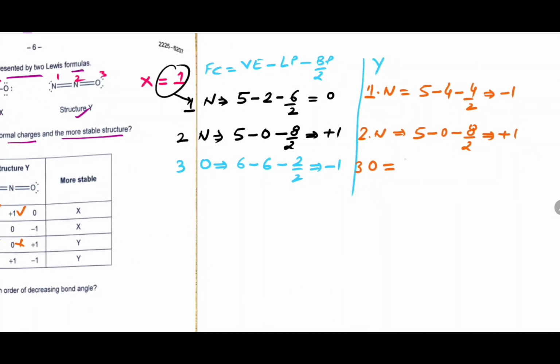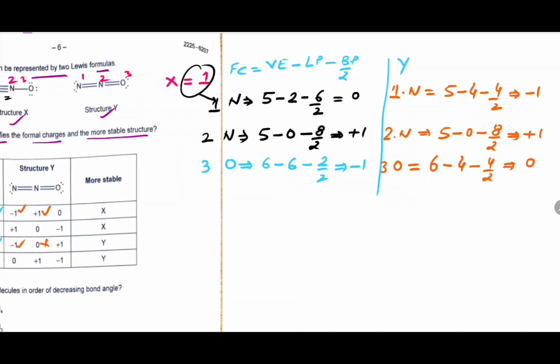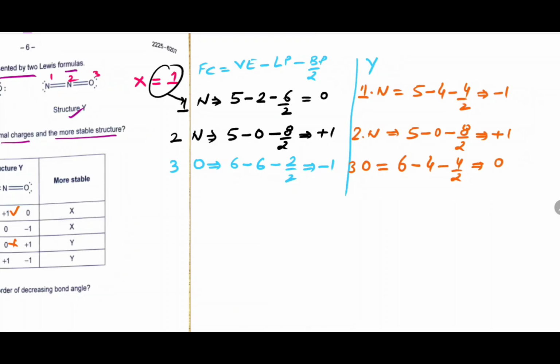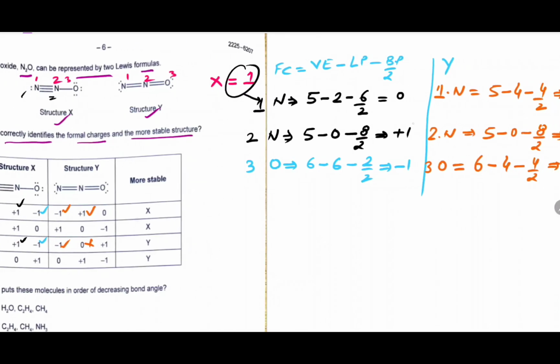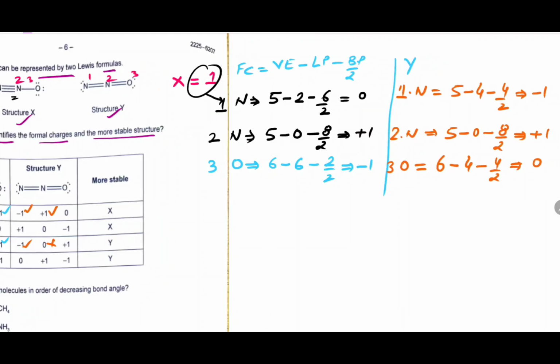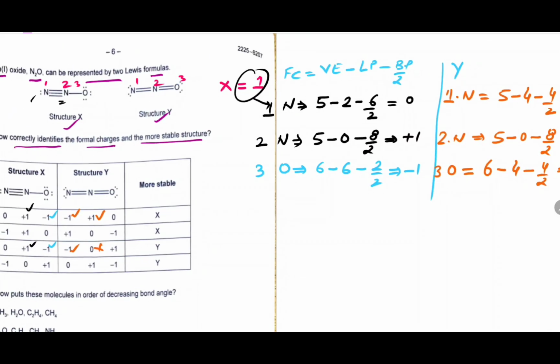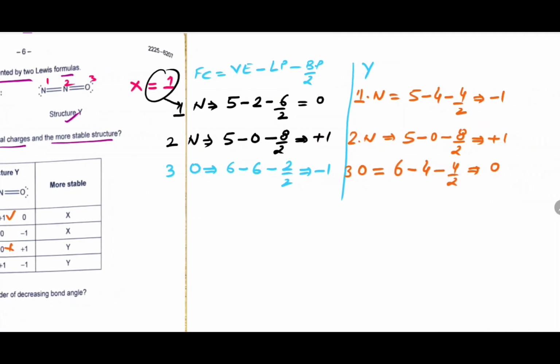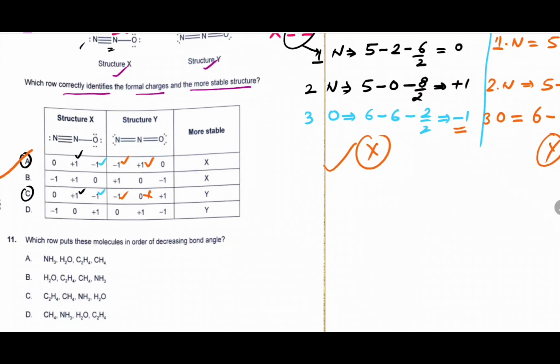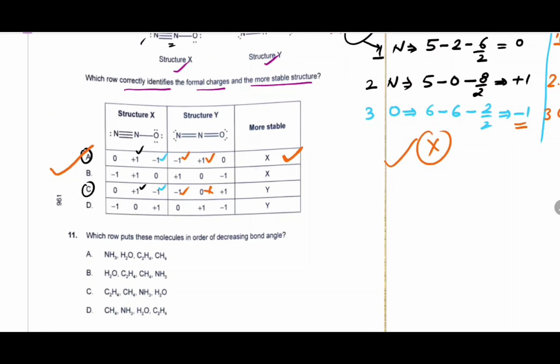Oxygen has 6 valence electrons minus 4 lone pair electrons minus 4 bond pair electrons, that is 6 minus 4 minus 2, which equals 0. Now I can see that in both of these molecules, not all atoms have a formal charge of 0. Thus we have to look for the molecule in which the more electronegative atom has a negative formal charge. The more electronegative element has a negative formal charge in molecule X, not in molecule Y. Hence my molecule X is stable. Therefore finally, 100% my answer is A.